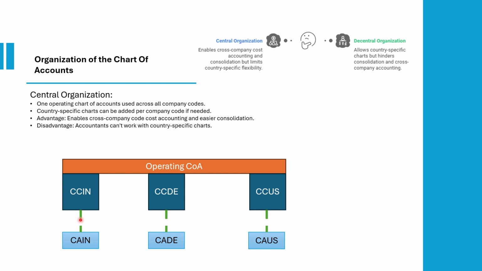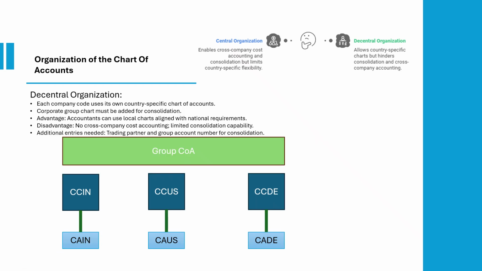Okay, so what benefit do we have then? It enables cross company code cost accounting and also easier consolidation, right? Because the same operating chart of accounts is there. But of course there will be some disadvantage, because the local accountant here will not be able to work directly on country specific GL accounts. Okay, that's for sure. But yeah, we can maintain an alternate account in GL master data. We will see. Now let's move to the next topic.